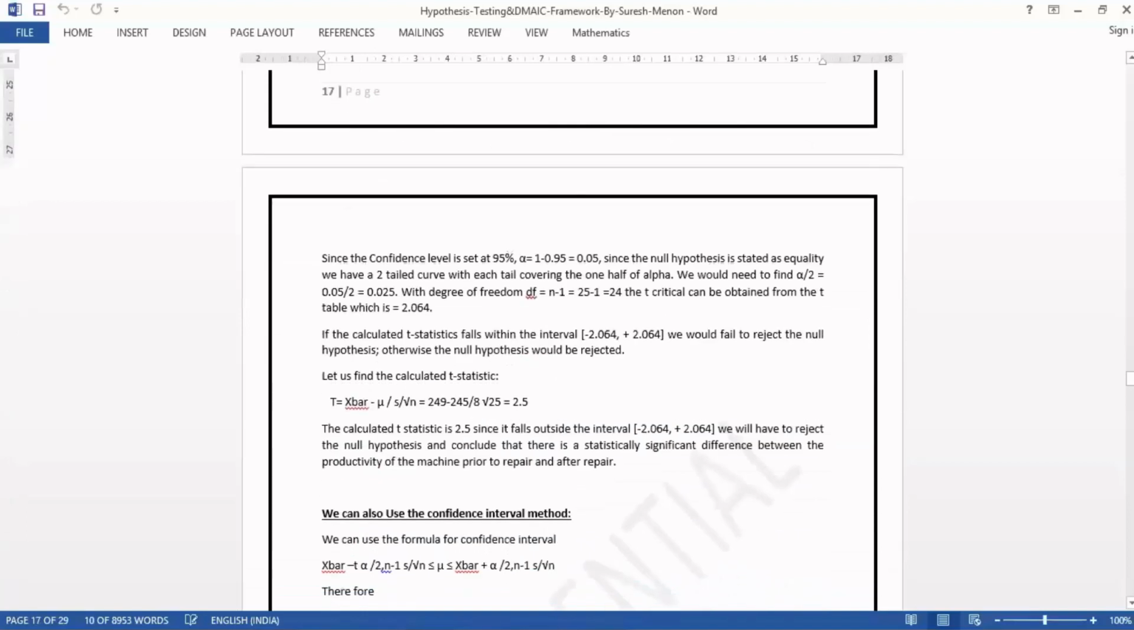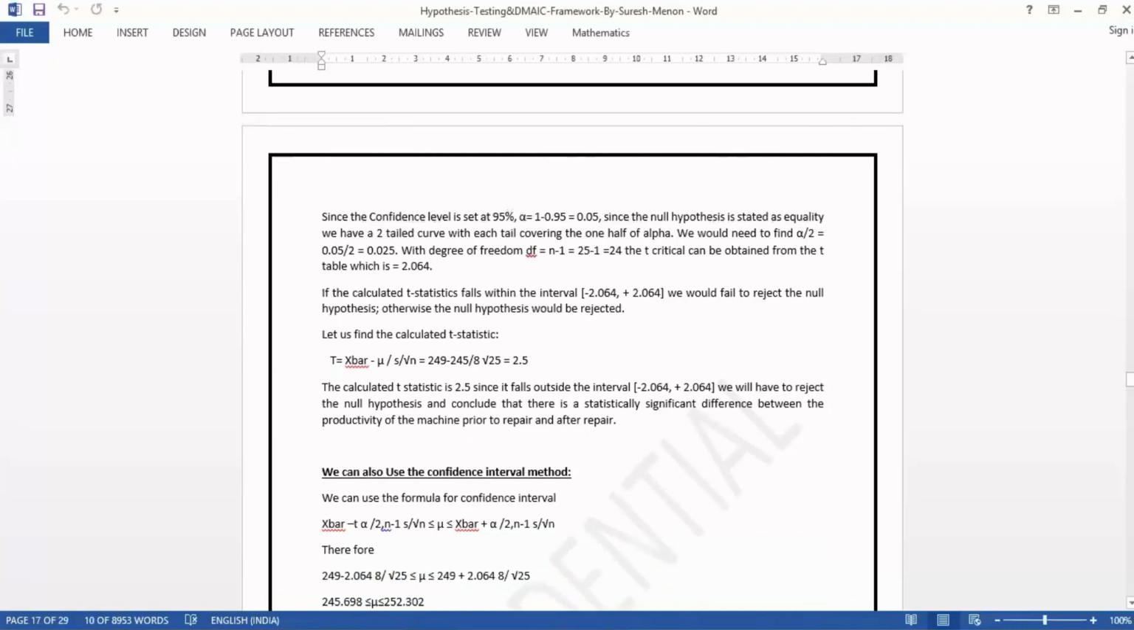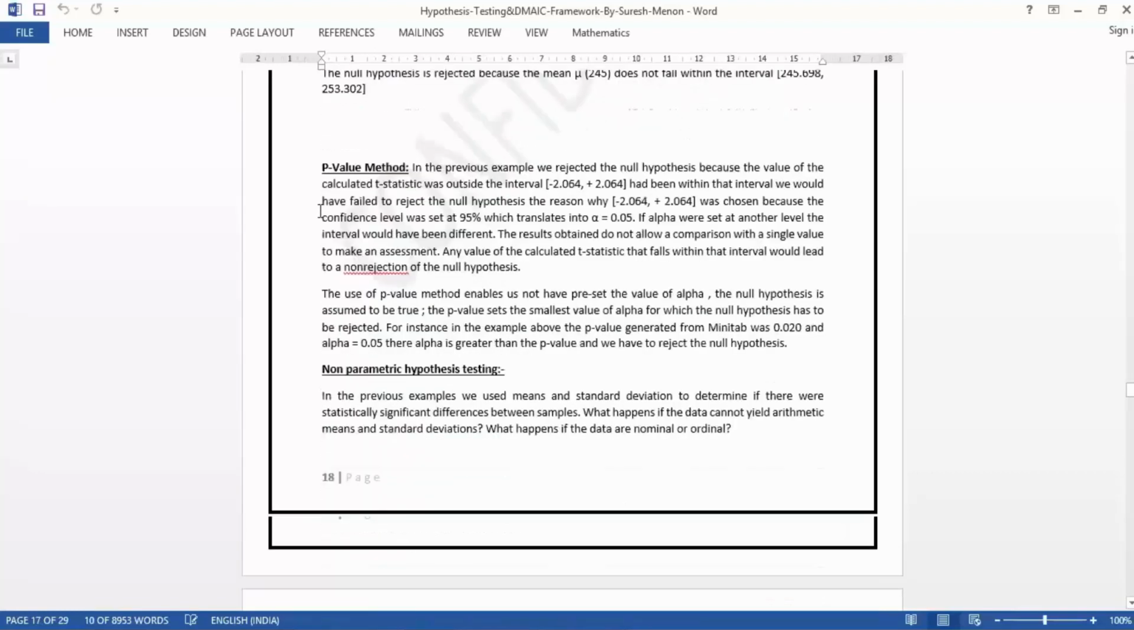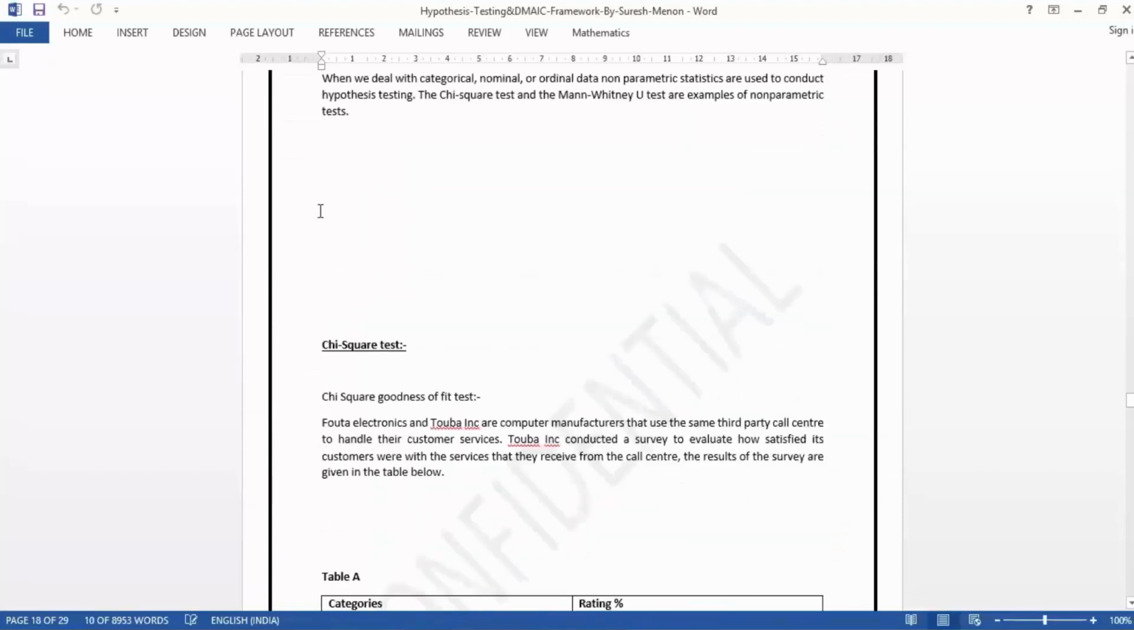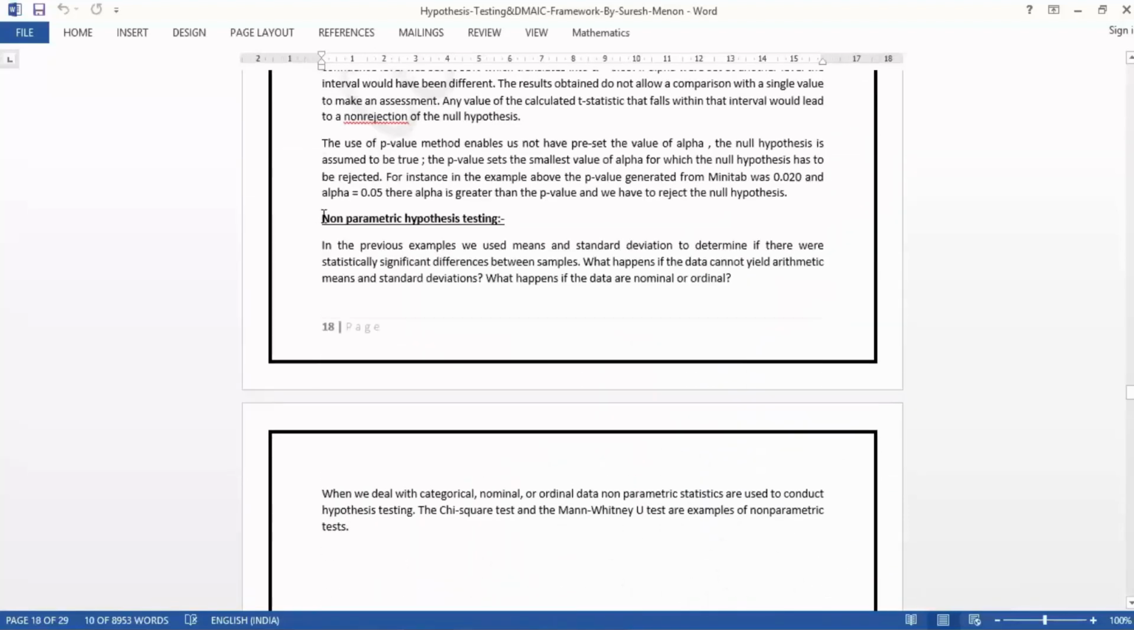We apply the formula, calculate it, and use the calculation to find out whether the null hypothesis should be rejected or whether the alternate hypothesis should be rejected. This forms the crux of the analyze phase. Okay, this formula and the T table and everything will be explained in the green belt and black belt programs, because it's beyond the scope here, but I took it because you have to understand what a null hypothesis and an alternate hypothesis are. And secondly, first is parametric hypothesis testing, and the second one is non-parametric hypothesis testing.